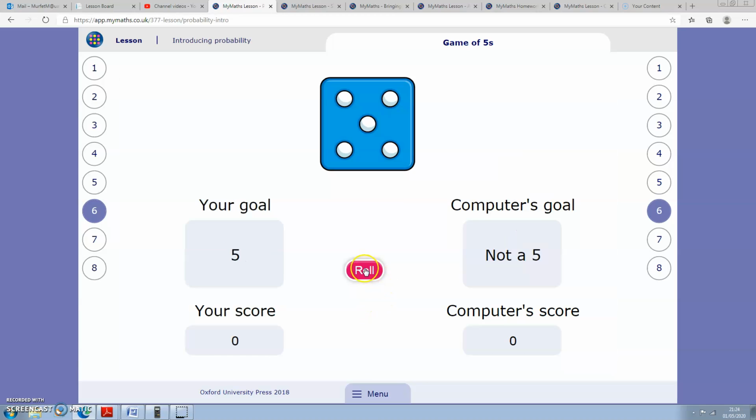Okay, try it one more go. Roll it. Who wins? The computer does. I do. Computer. Computer. Computer.